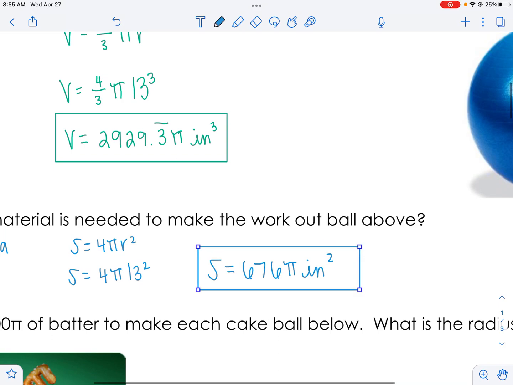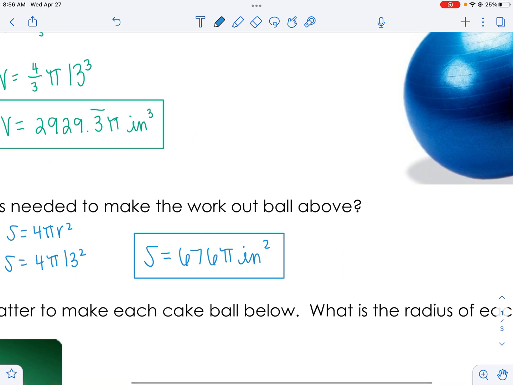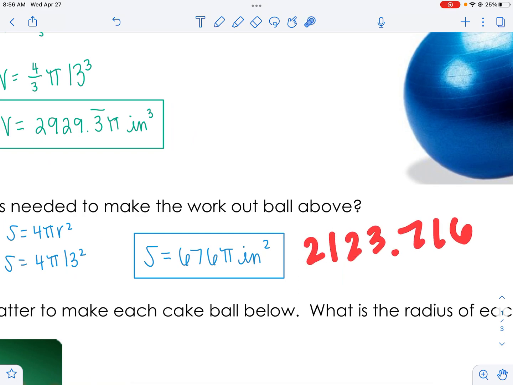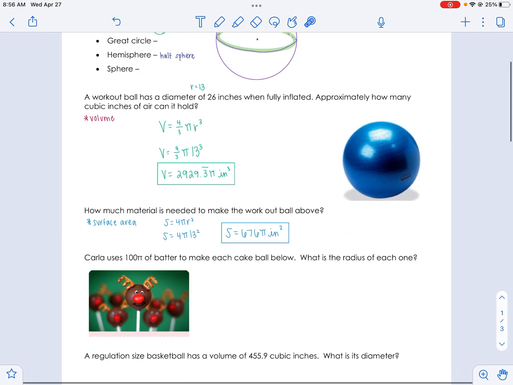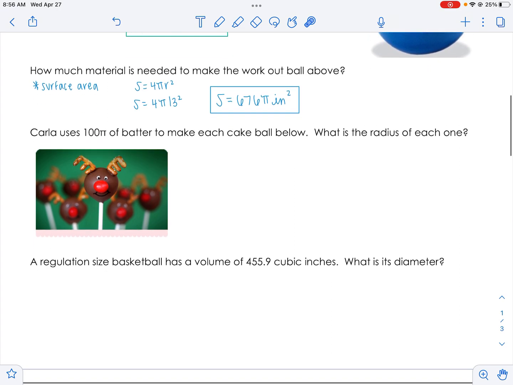Now, these are our answers in terms of pi. If we wanted to know what it is as a decimal, then I would actually take it and just multiply it by the pi key. So like if I said round it, then that would be 2,123.7166. It keeps going. That's with pi actually in the calculator.